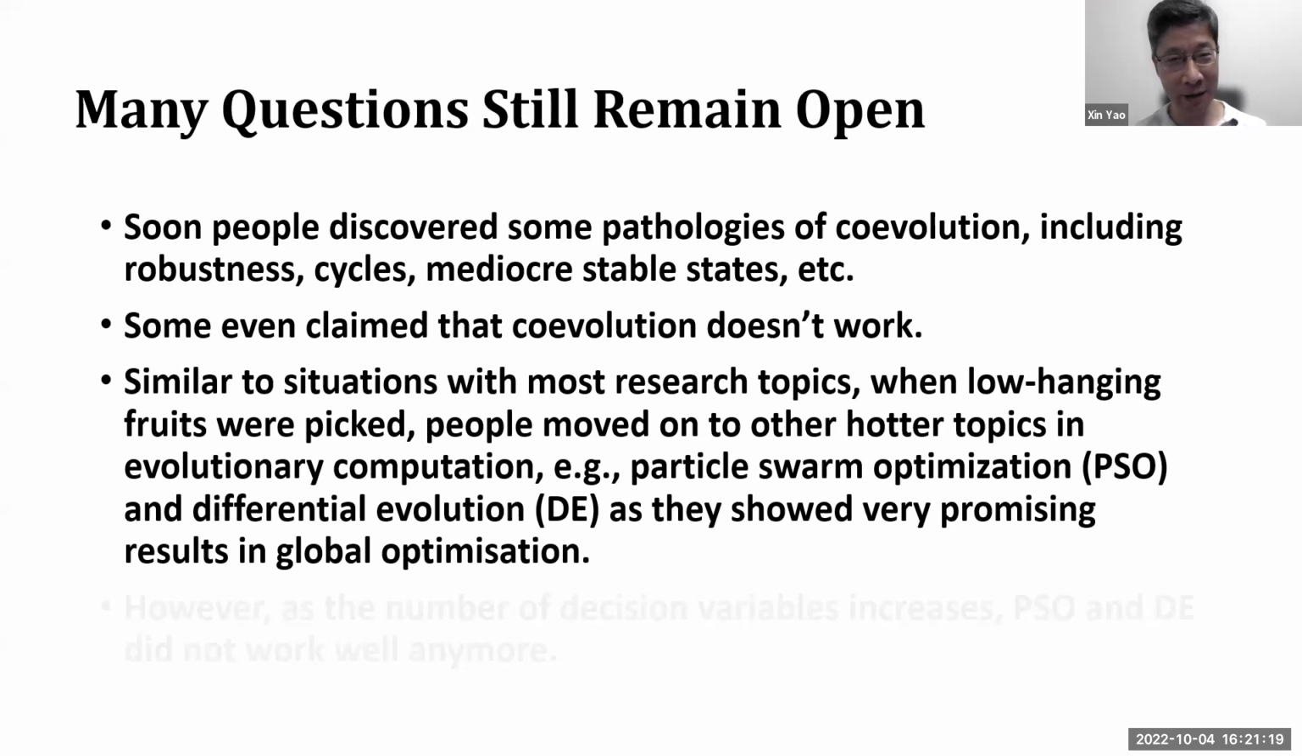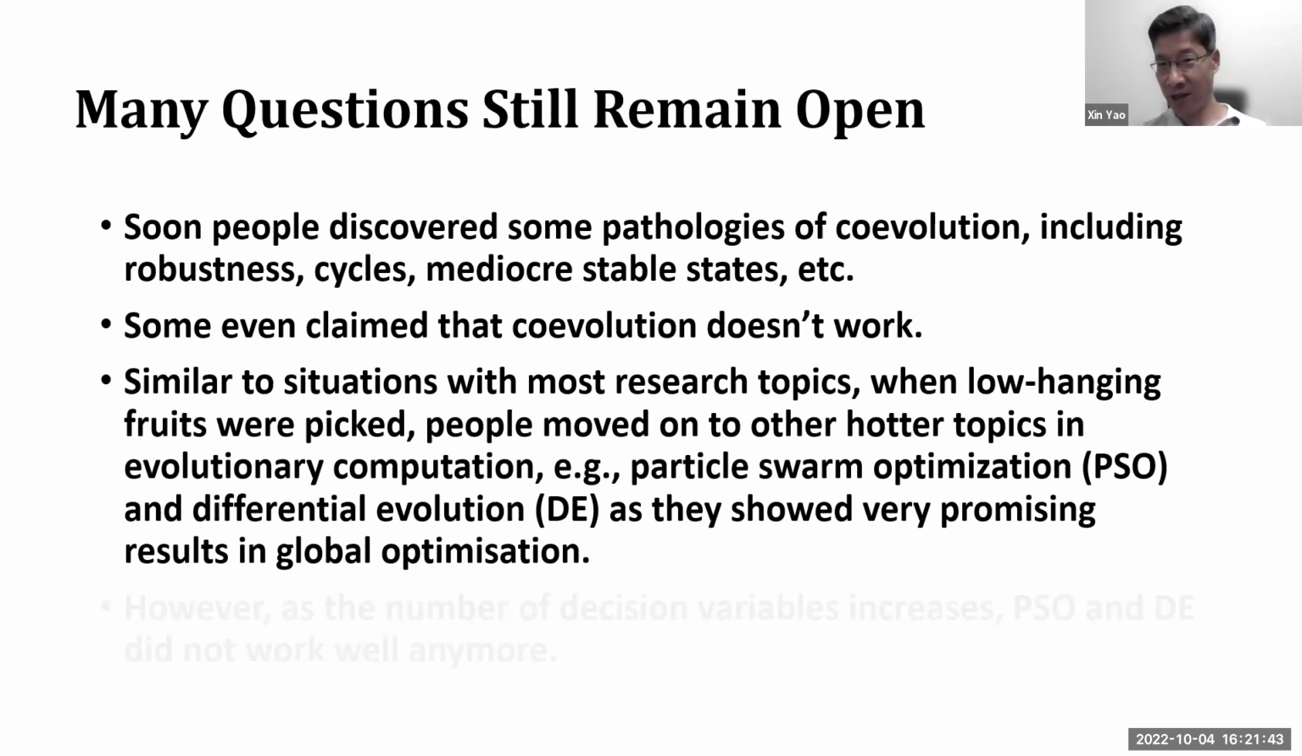Around the same time, more interesting topics emerged in evolutionary computation, such as particle swarm optimization, which appeared in the 90s, and then differential evolution, which occurred in the 90s as well. They show very promising results in global optimization without using any derivatives.